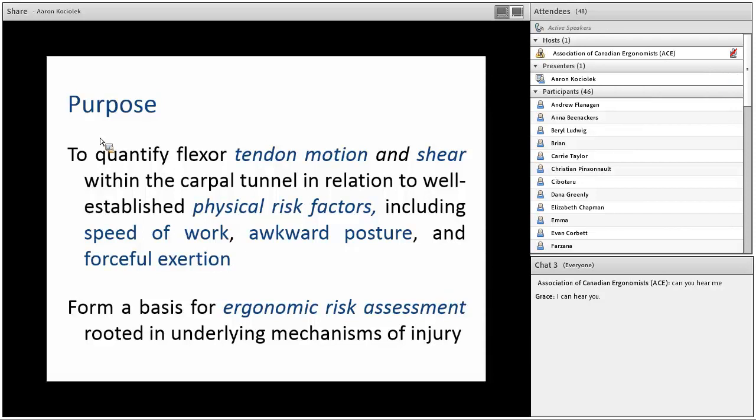So I thought, can we actually use what we think is part of the injury process to quantify these variables and start to get an idea of how these risk factors maybe should be weighted if we're going to assess carpal tunnel syndrome risk.